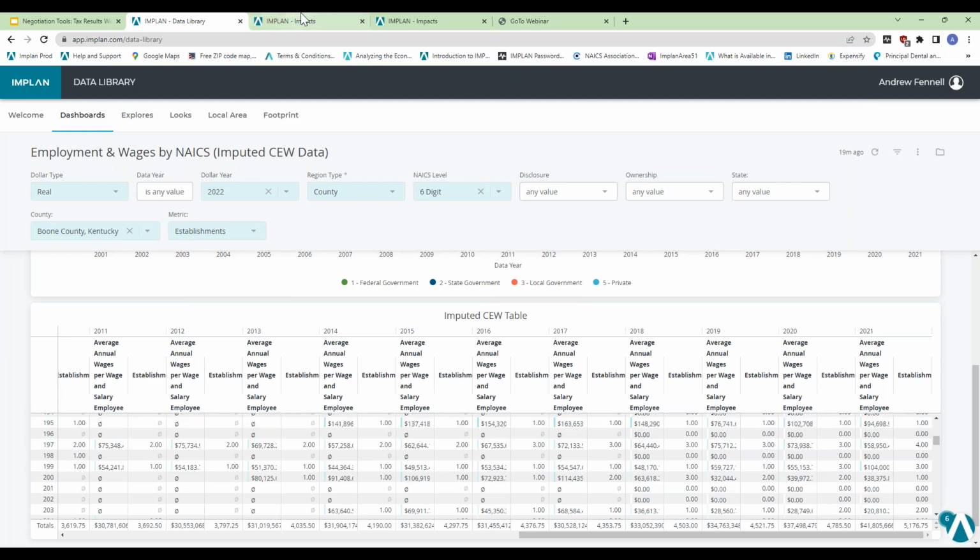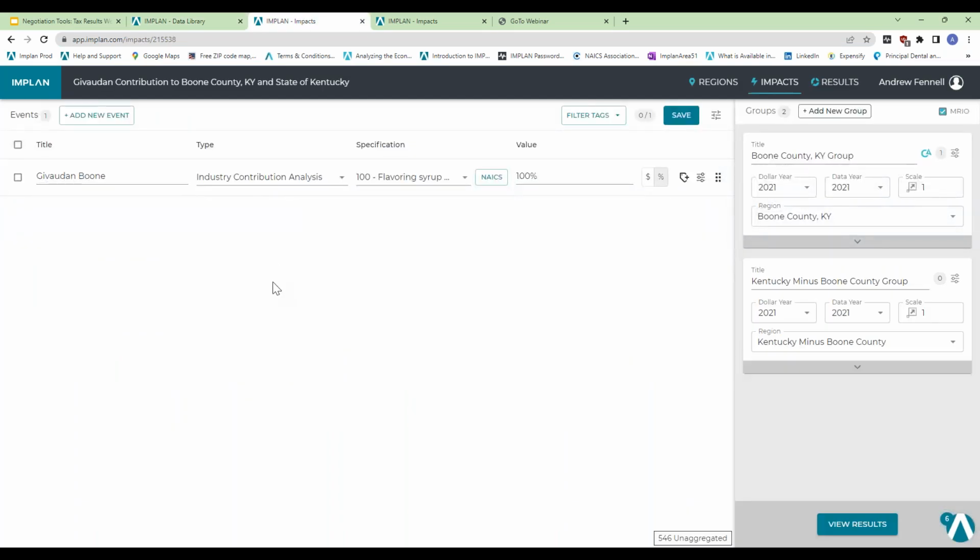When I go over to this next tab, here I have a project pulled up in IMPLAN. I've gone ahead and made a contribution analysis event. A contribution analysis is an event that we have here at IMPLAN. We've also done a great webinar talking about this, and we have a lot of great information on our help and support site, which we'll send as a follow-up to all the attendees on the call here.